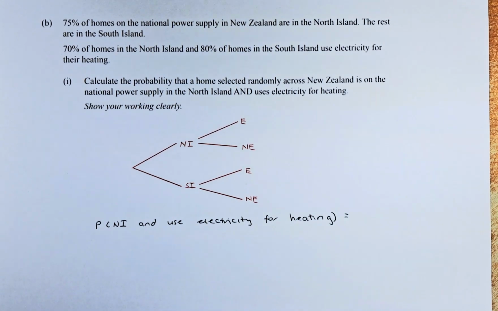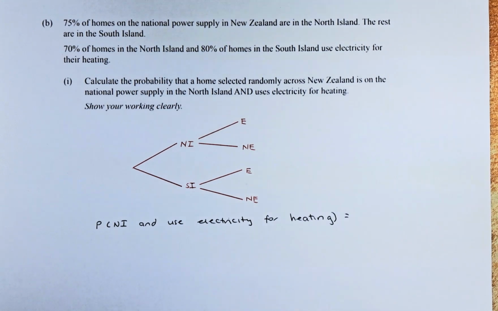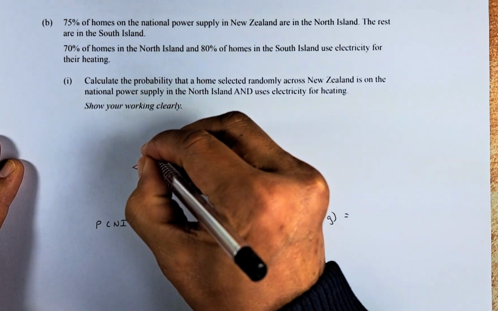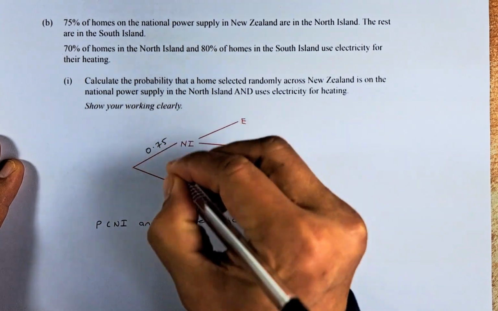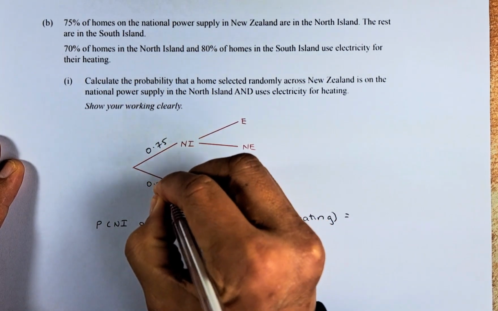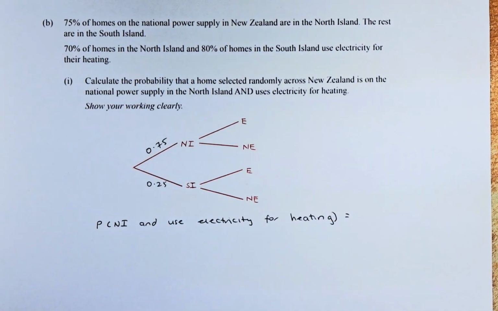75% of homes on the national power supply in New Zealand are in the North Island. The rest are in the South Island. So we are going to do a probability tree. We're going to put 75% in North Island. If 75% is 0.75, South Island will be 0.25 because the two probabilities will add up to 1.